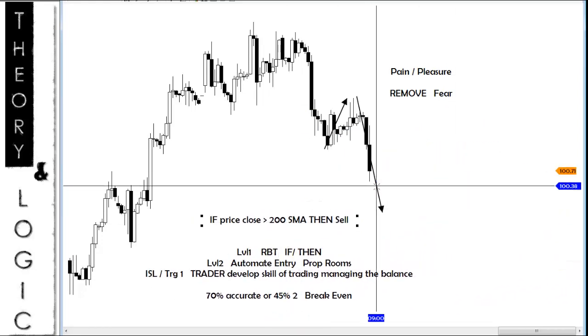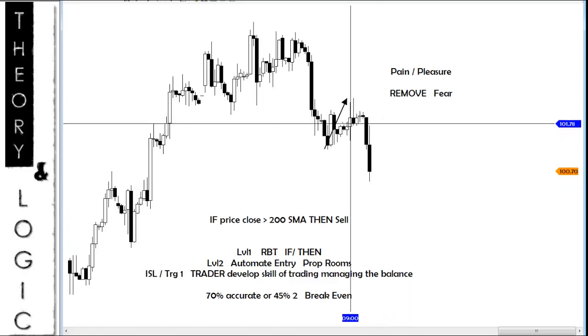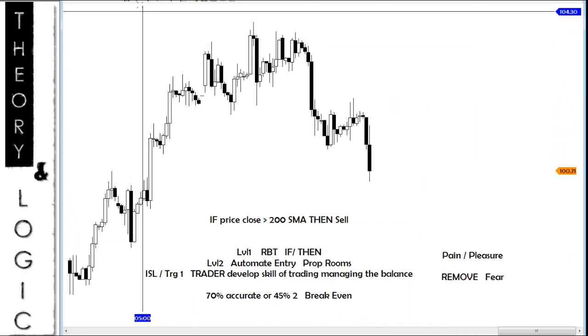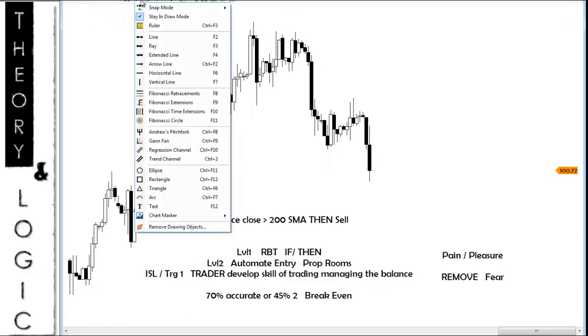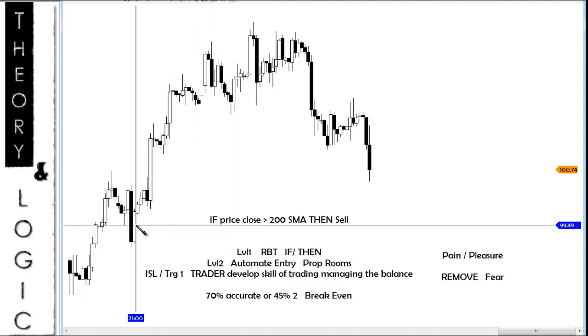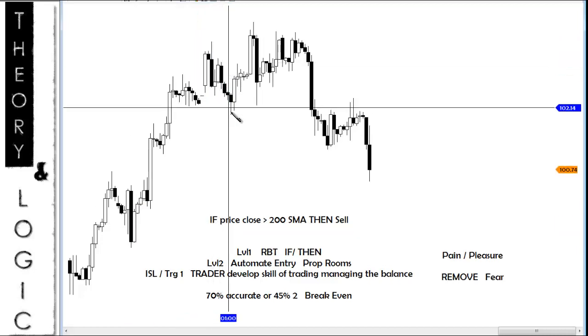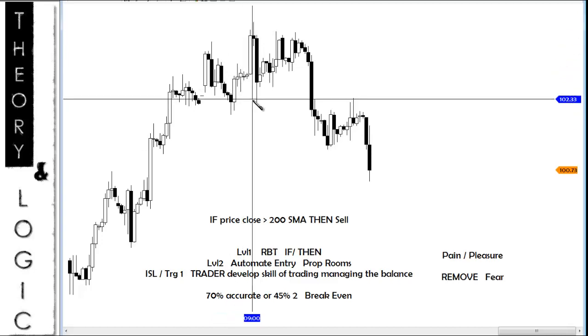We talked about the if-then thought process. This right here is discretionary. So if I ask you to come in and identify swing highs and lows in this particular chart, you're going to come back here. Some of you are going to take this swing low to that swing high, this one, this one, this one, this one, this one.